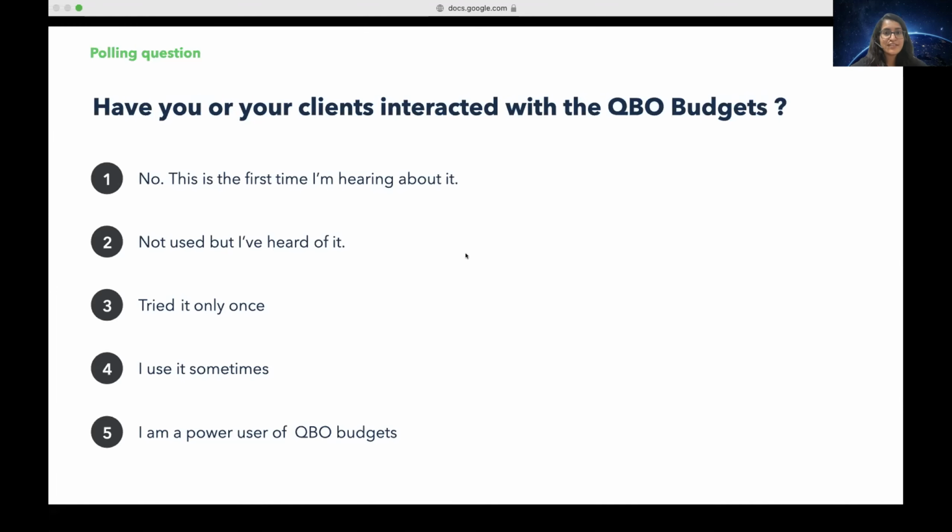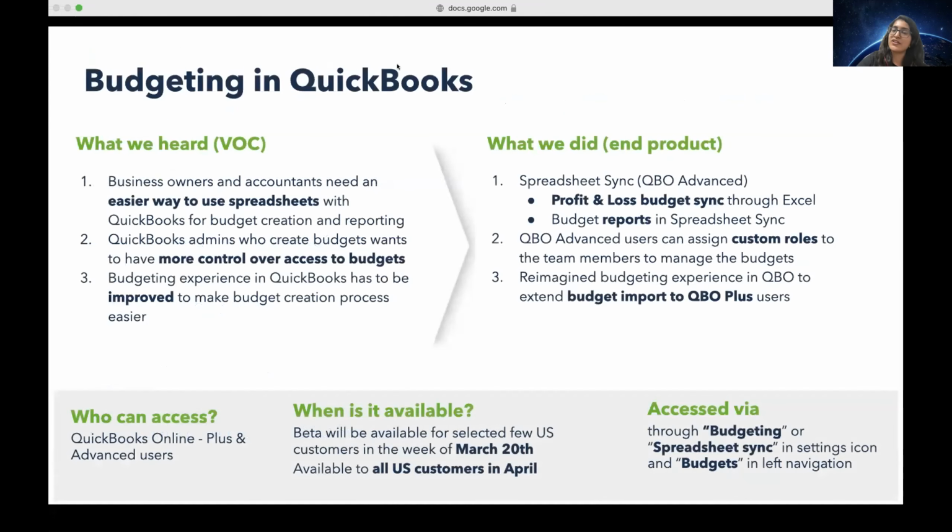So 28%, that's a good number, but not used it, but heard of it. That's great. That gives me all the more reason to talk about today's topic, that is budgeting in QuickBooks. A team at Intuit is working towards making the overall planning and budgeting feature more robust. We have been hearing from our business owners, accountants, and all QuickBooks users that they do this budgeting in spreadsheets, either Excel, Google Sheets, and other places. They want an easier way to bring these budgets into QuickBooks. And not just the budget, they want to be able to run reports easily and analyze these reports in spreadsheets. So that's what we heard.